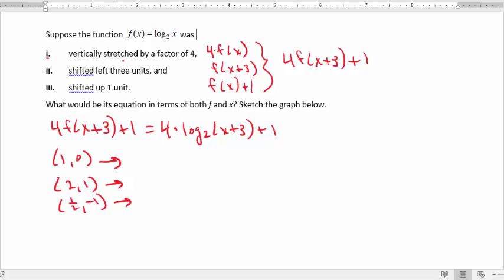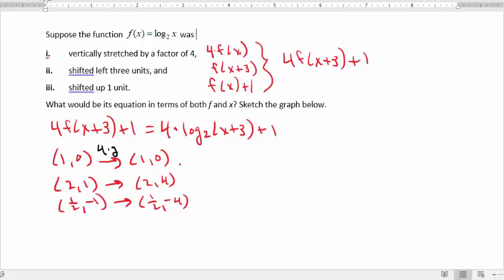So when we do a vertical stretch by a factor of 4, this basically multiplies y by 4. So 0 times 4 is still going to be 0. So this point stays 1, 0. 1 times 4 becomes 4, so this becomes 2, 4. And negative 1 times 4 becomes negative 4. So that was the first transformation, vertical stretch by a factor of 4, which basically made 4 times y, right?